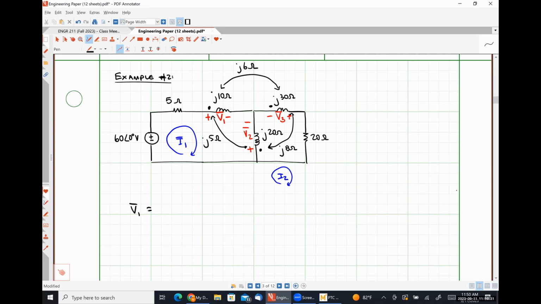The first term is going to be involving this J10 ohm term and this current I1. So let's write those down really quickly. It looks to me like the positive polarity terminal of voltage V1 is at the dotted terminal. And our current I1 is flowing into the dot, which means this term should be positive.